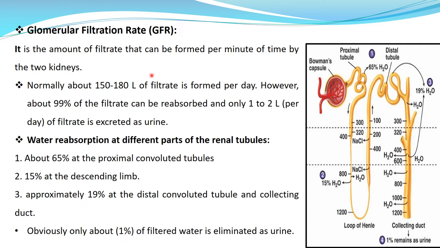About 99% of this filtrate or this volume can be reabsorbed, and only 1 to 2 liters of the filtrate is excreted as urine. So a large portion of the filtrate can be claimed back, or reabsorbed, into the circulatory system again, and only about 1 to 2 liters can be excreted as urine. So the urine output in a normal average person is only about 1 to 2 liters.